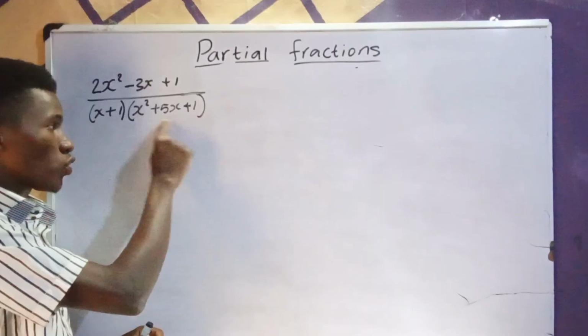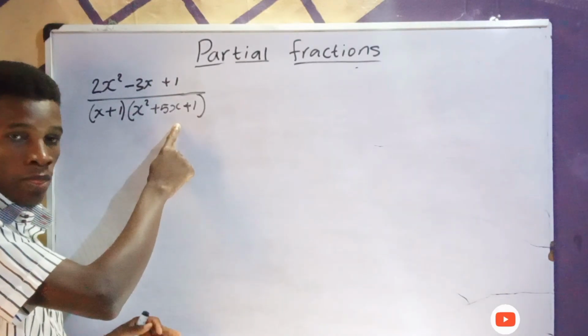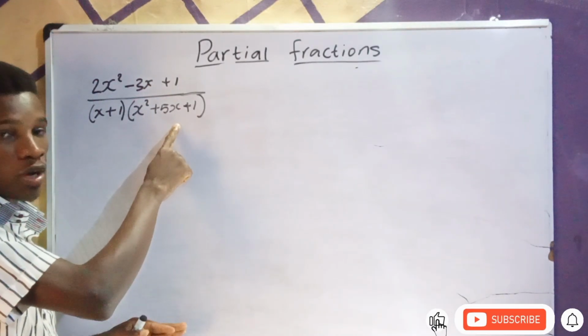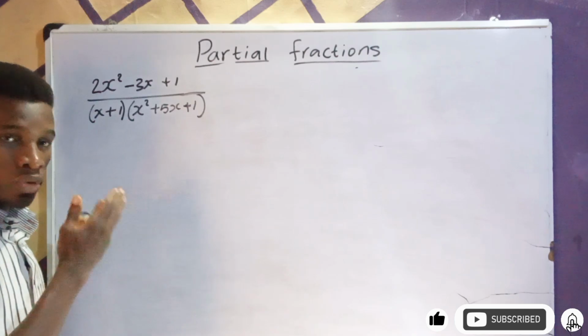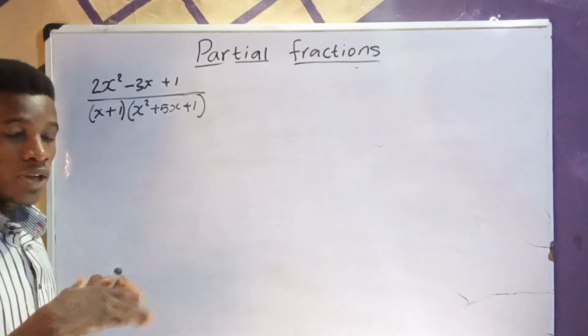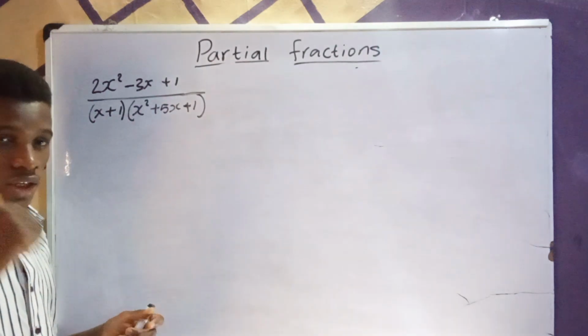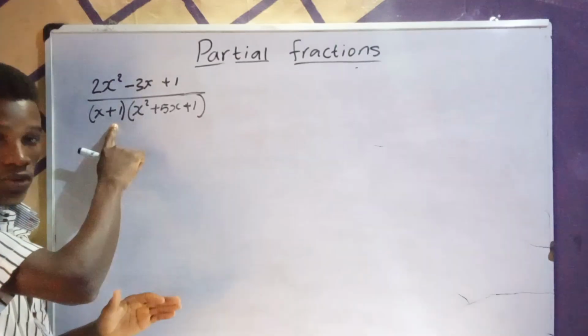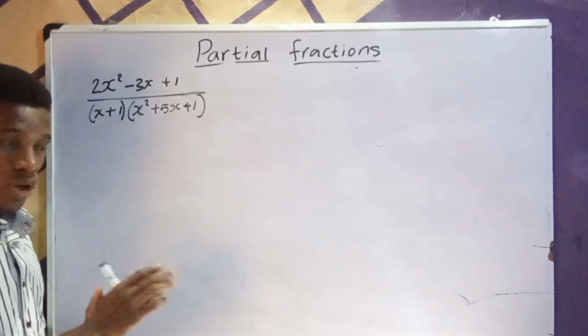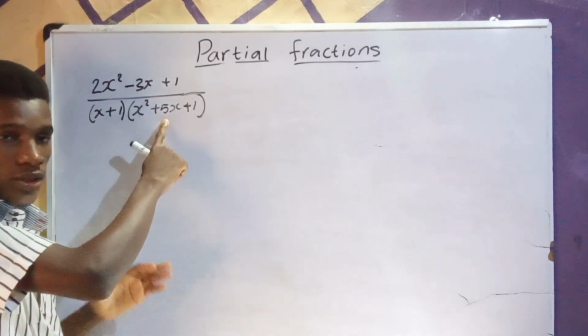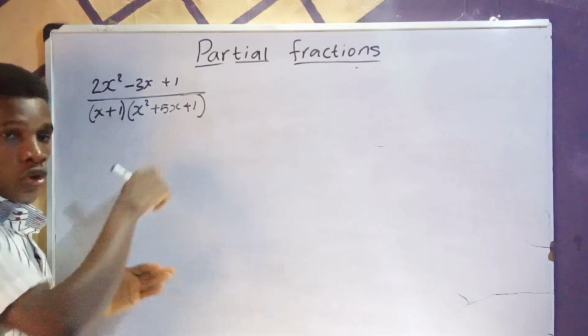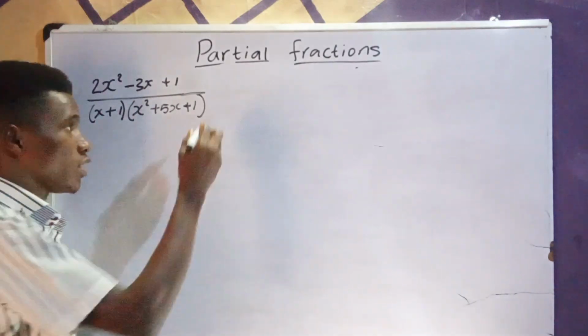So because of this factor here, which is not a linear polynomial, our approach to resolving this problem will be slightly different from what we did initially. Now this is a linear factor, right? We follow it the same way, but this is not a linear factor. This is a polynomial of degree 2. So how do we approach it? We approach it by saying this.